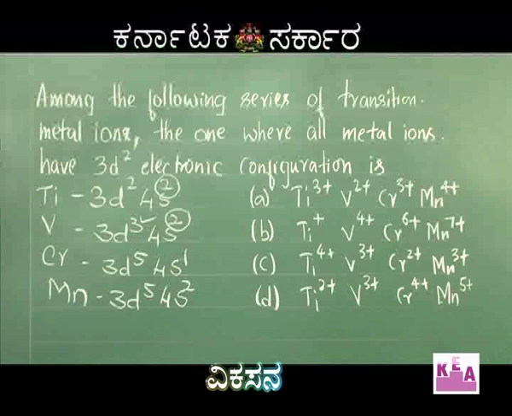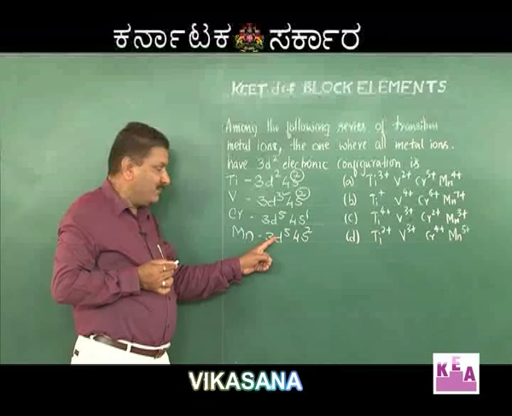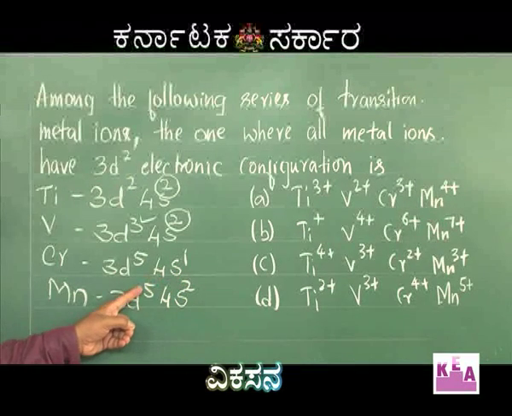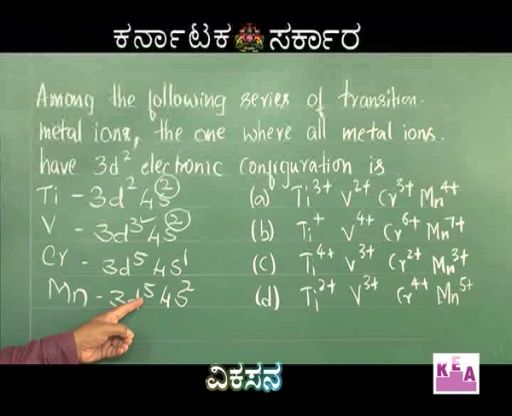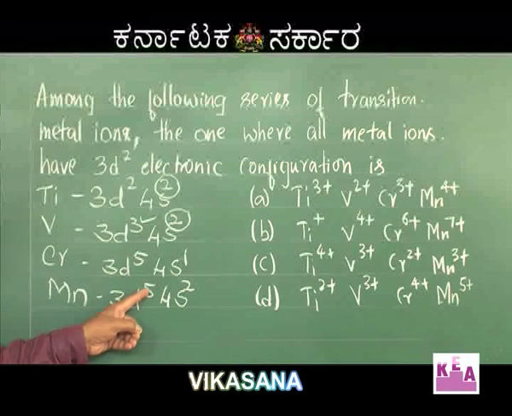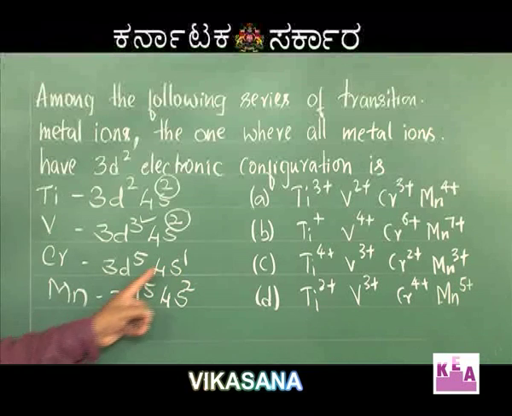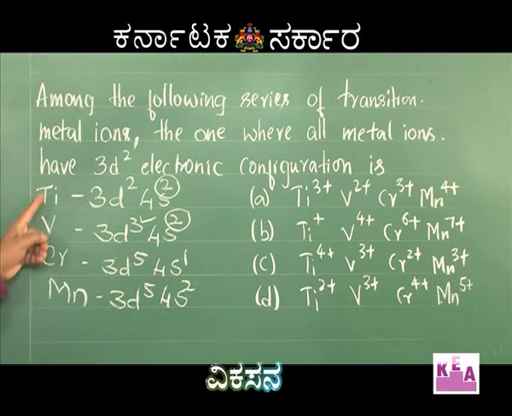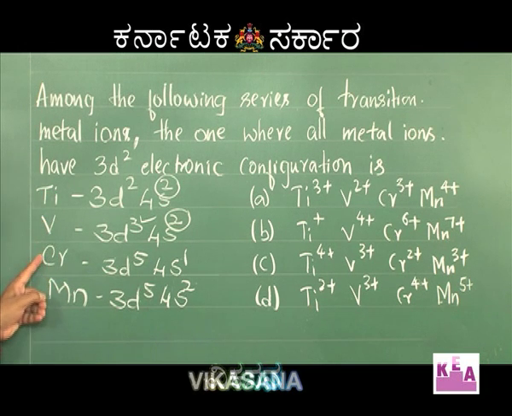Let us check the last ion, Mn plus 5. Manganese in plus 5 state has lost these 2 electrons and, in plus 5 state, 2 electrons from here, 3 electrons from here, totally 5 electrons are lost. The remaining configuration is 3d2. So, titanium plus 2, vanadium plus 3, chromium plus 4, manganese plus 5.